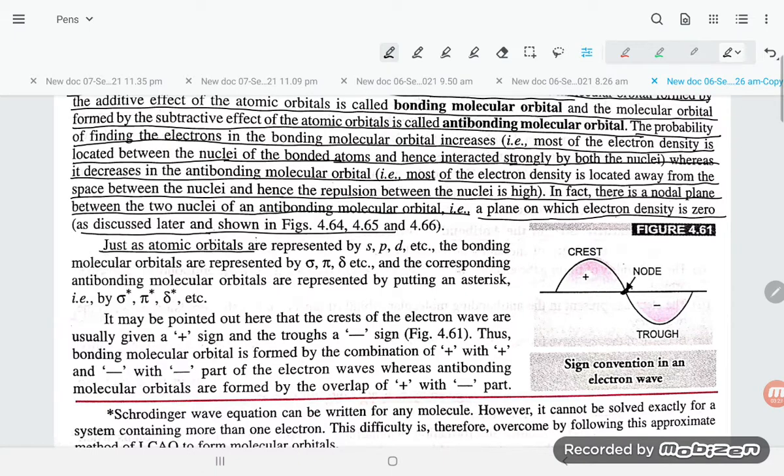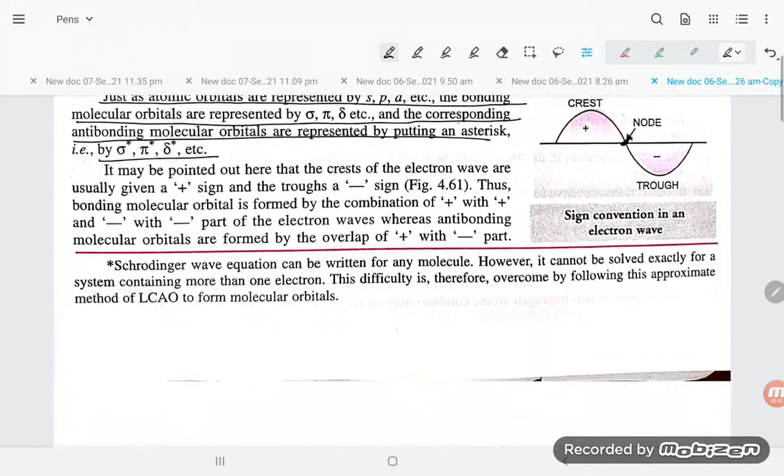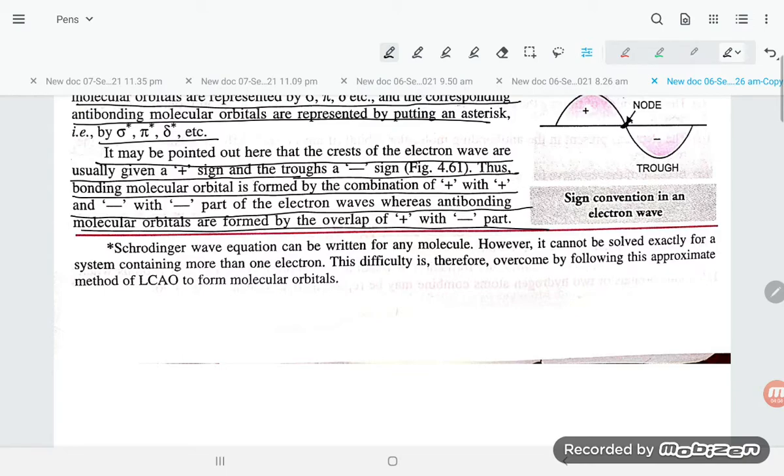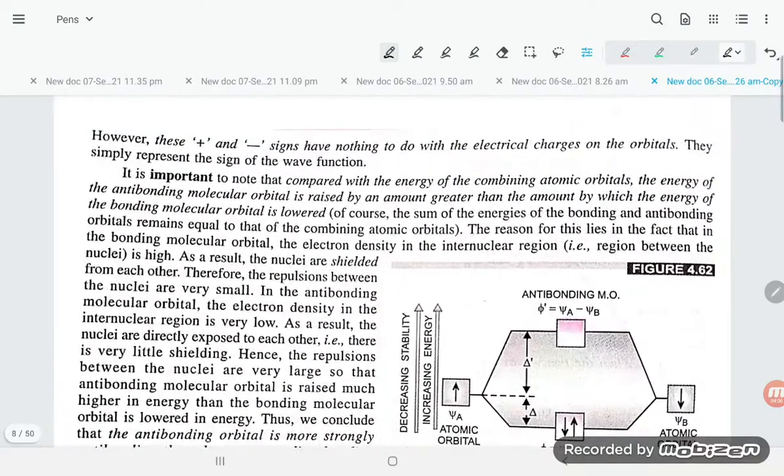Just as atomic orbitals are represented by s, p, d, the bonding molecular orbitals are represented by sigma, pi, delta, and the corresponding antibonding molecular orbitals are represented by sigma star, pi star, and delta star. The crest of the electron wave is usually given a plus sign and the trough a minus sign. Thus, a bonding molecular orbital is formed by combination of plus with plus, minus with minus parts of the electron waves, whereas the antibonding orbital is formed by overlapping of plus with minus parts.